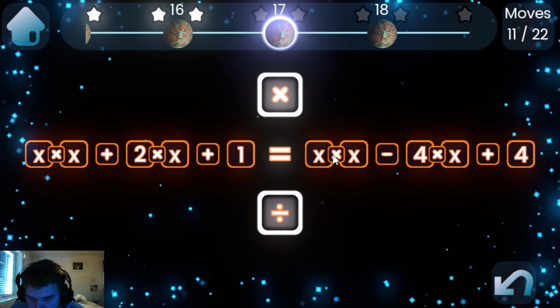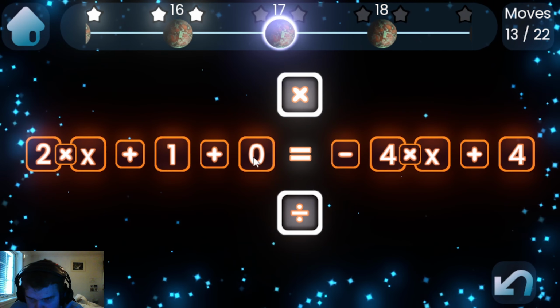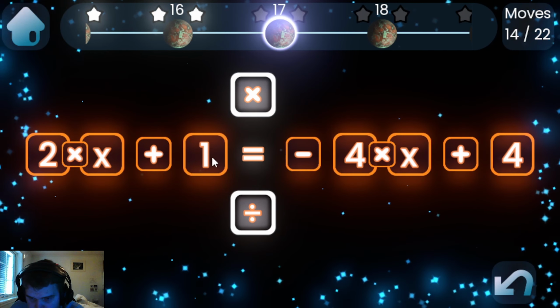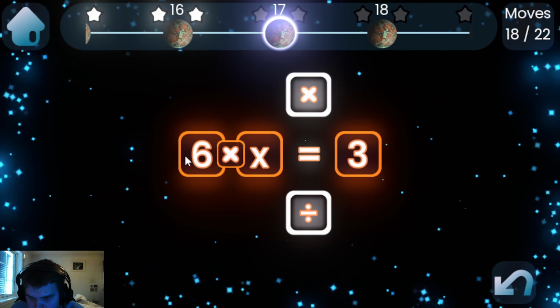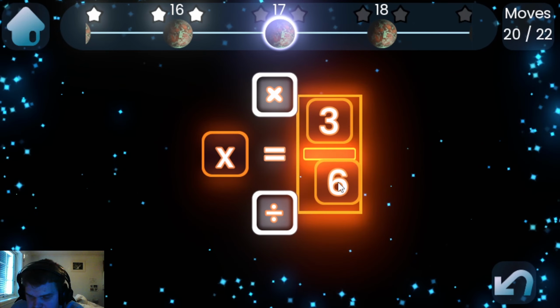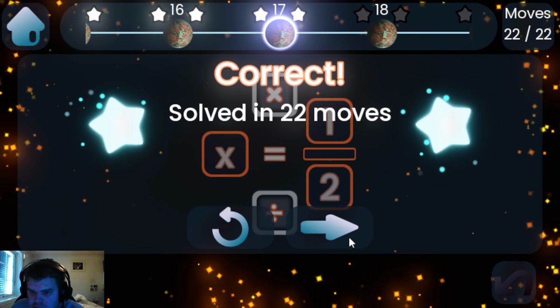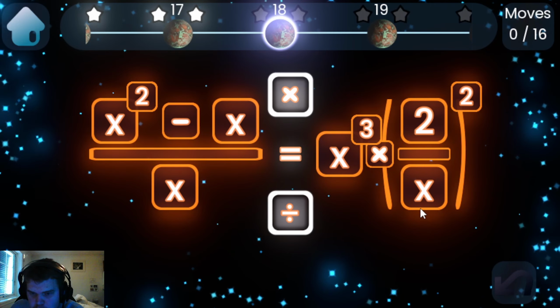Okay, so we got x times x here. Let's move it over here and just get him out of here. Get some more room on the board. So let's get the x's on the left side and the numbers on the right side. Oh, it's going to be 1/2 exactly. Nice. Cool task. Whew, let's go.